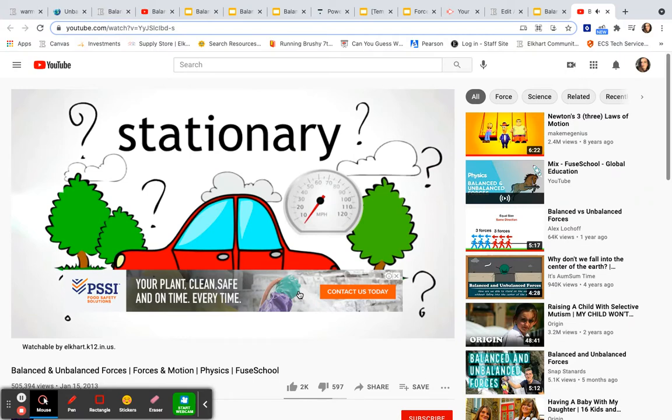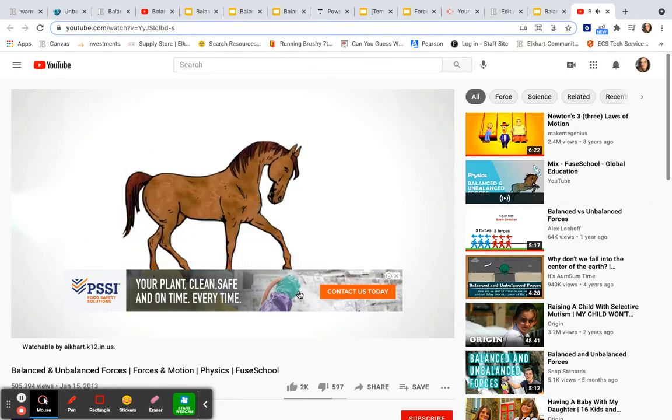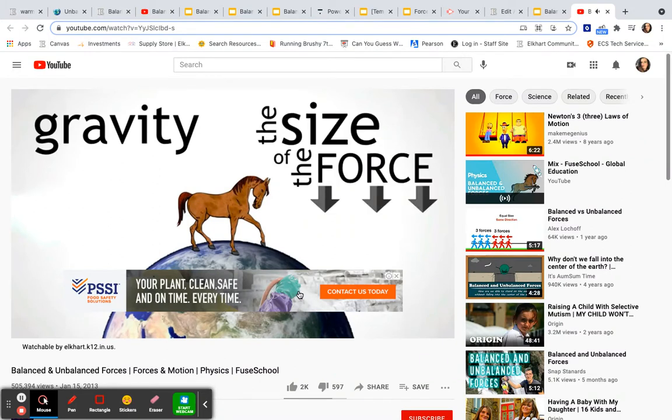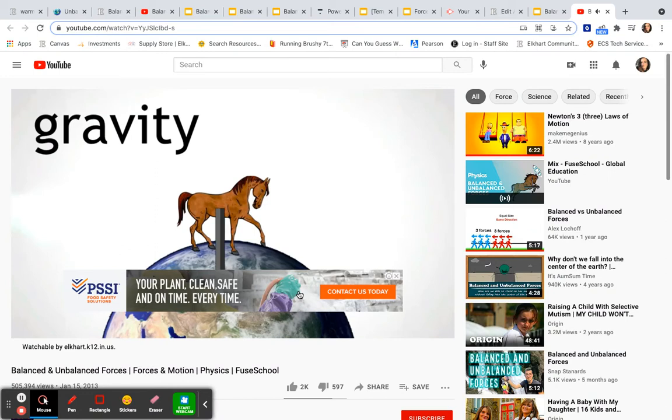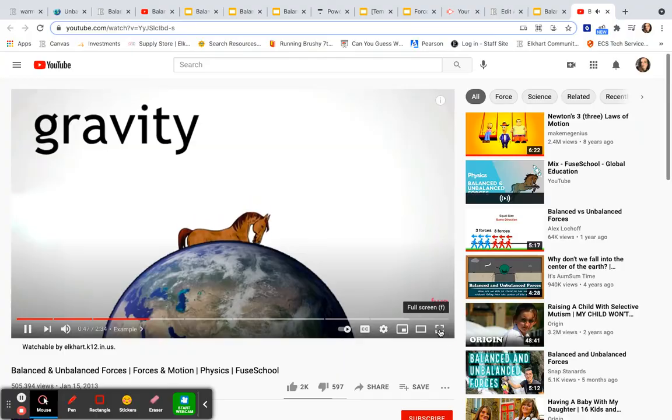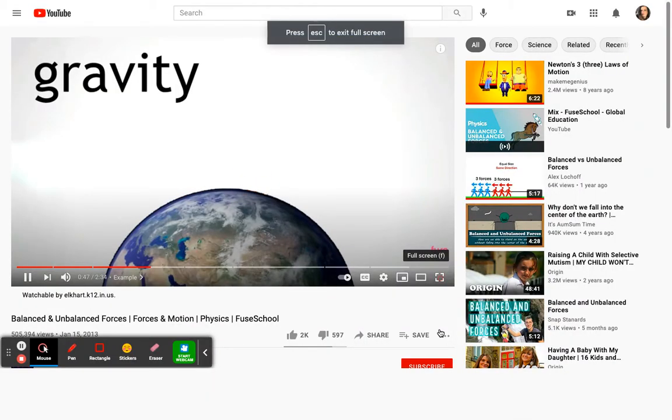Let's look at the example of a horse. The first force we will consider is the force of gravity. This acts towards the centre of the Earth. The size of the force of gravity is the horse's weight. An arrow is drawn downwards from the horse towards the centre of the Earth. If this were the only force acting on the horse, it would sink into the ground.